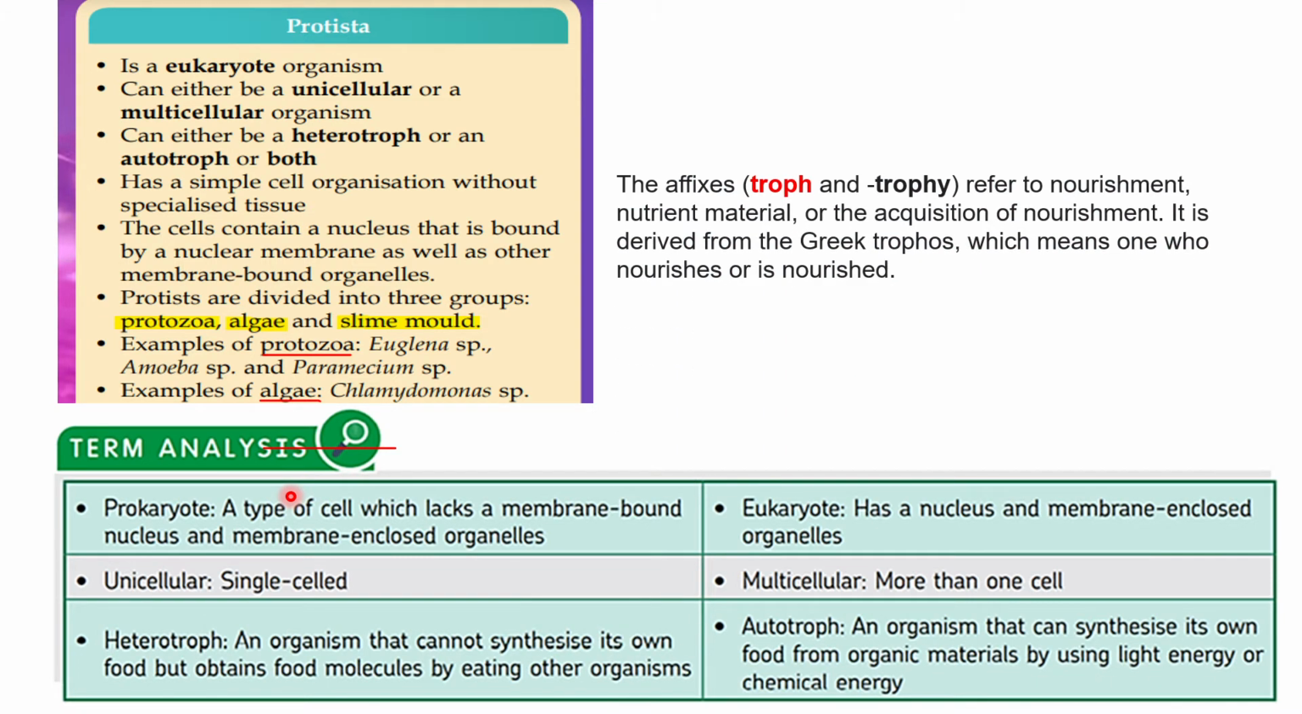Okay, troph is related to nourishment, or their feeding. Actually it comes from the Greek word trophos, which means one who nourishes or is nourished. Okay, that's why when we say heterotroph or autotroph, it refers to the mode of nutrition.